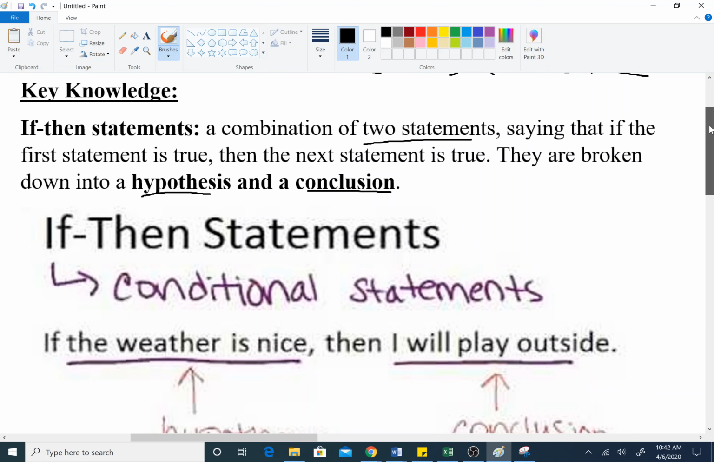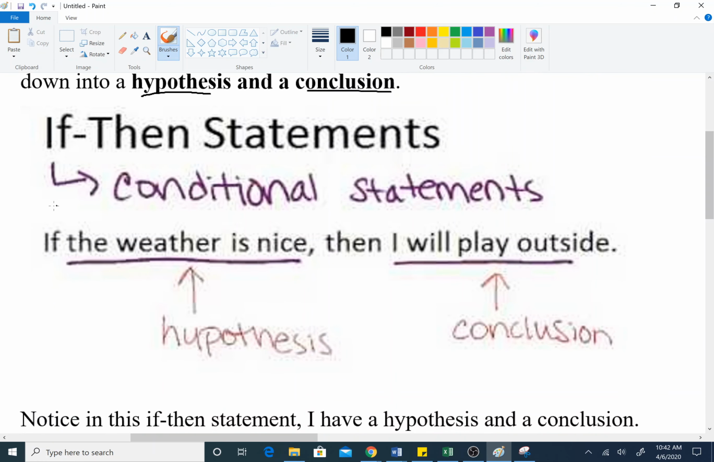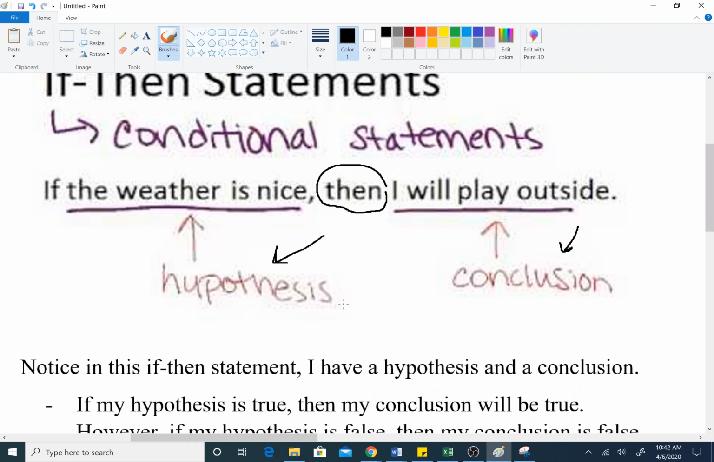So if we look at this example here, it says if the weather is nice, then I will play outside. Notice I have two statements broken up by this then. It's my hypothesis and my conclusion. The biggest thing you need to take away today is if my hypothesis is true, then the whole thing is true. If this is false, then the whole thing is false. So it all depends on whether or not this is true.